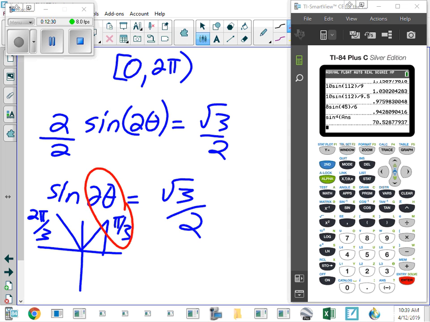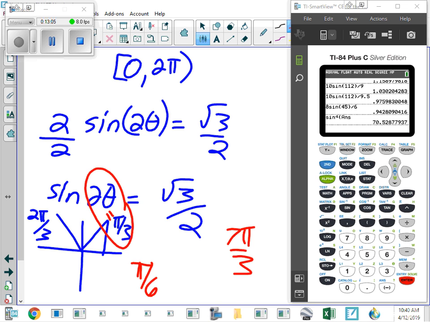So these are equal. So 2 theta is equal to pi over 3. So I need to divide by 2. So one of my answers is pi over 6. Does that land in the window? Yes. Let's check a full rotation. What is a full rotation greater than pi over 3? 7 pi over 3.